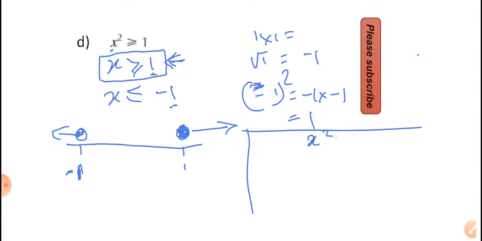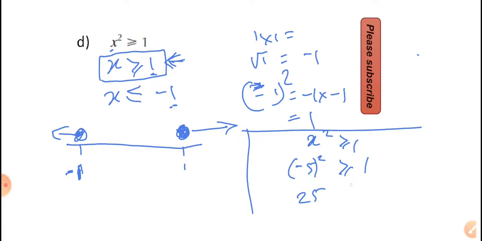We said that x squared has to be greater than 1. So let's just check. We think x can be any number less than minus 1. So let's just check. What about minus 5? Minus 5 squared, is it equal to or greater than 1? Well, of course it is, because minus 5 squared is 25.